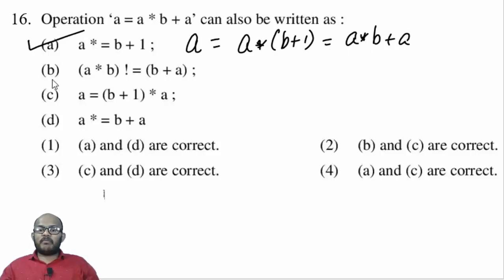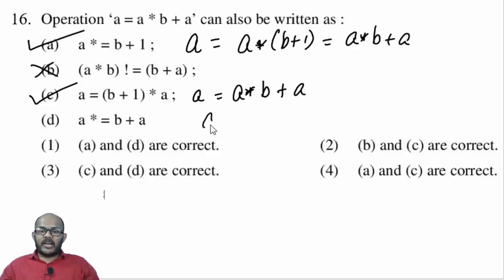What about statement B? It is a wrong statement. What about statement C? Even this statement is correct. If I am multiplying inside, what I will be getting is A into B plus A, which equals A. So A and C are correct. What about D? If I am performing this, I will be getting A equals A star B plus A star A. So D is wrong. A and C statements are correct, nothing but option 4 is going to follow.